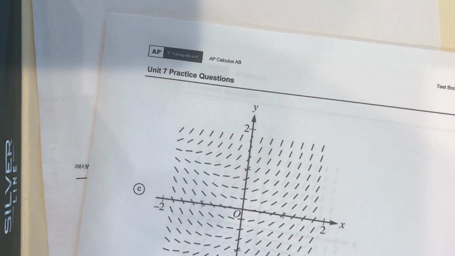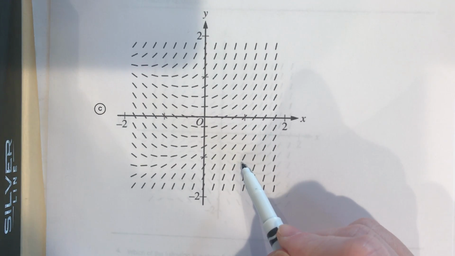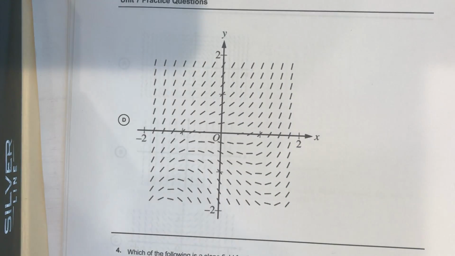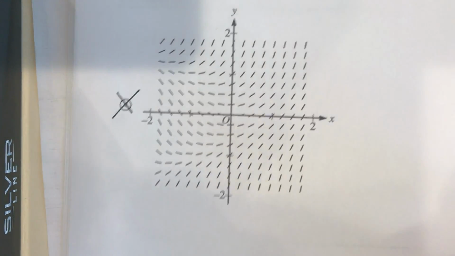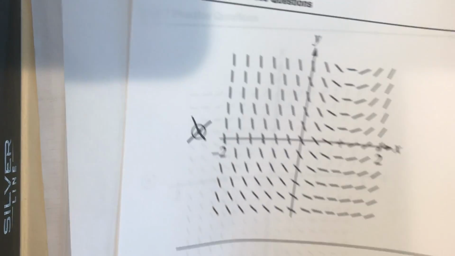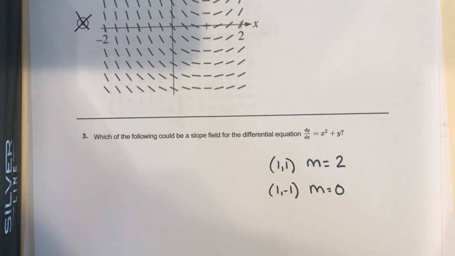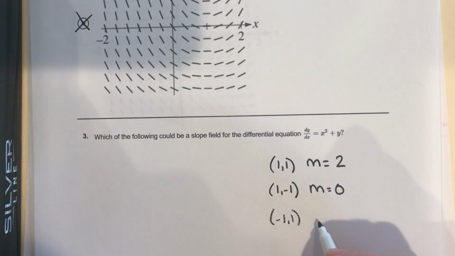We already crossed off B. C at (1, -1), oh, I've got a positive slope there, so I can cross off C. And D at (1, -1), I got a 0 slope. So now we're between A and D. Okay, so I'm going to check a second quadrant point, (-1, 1).